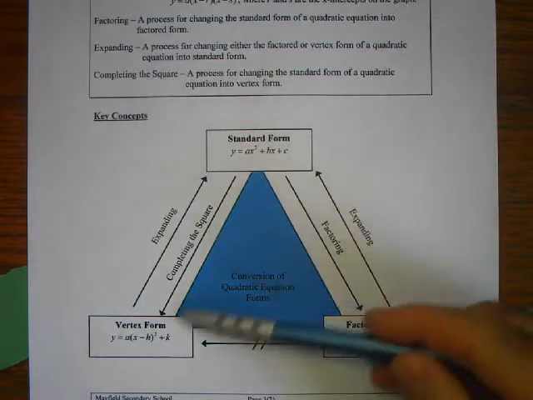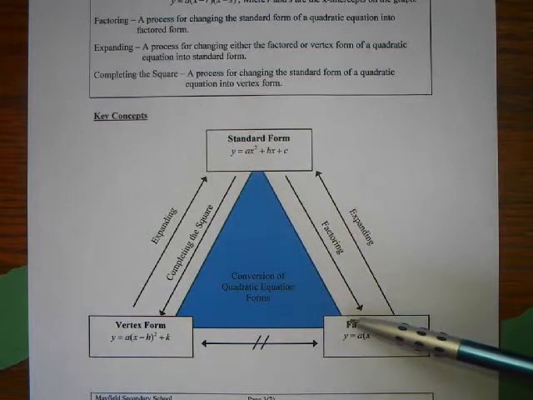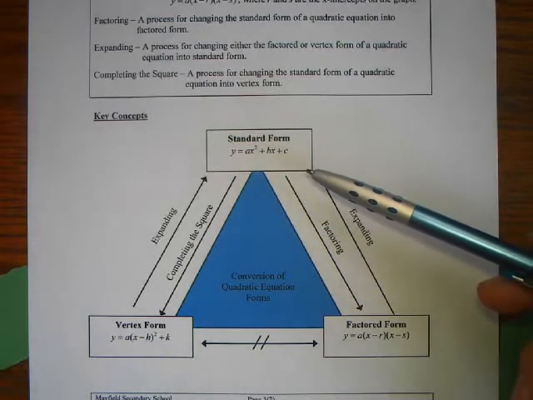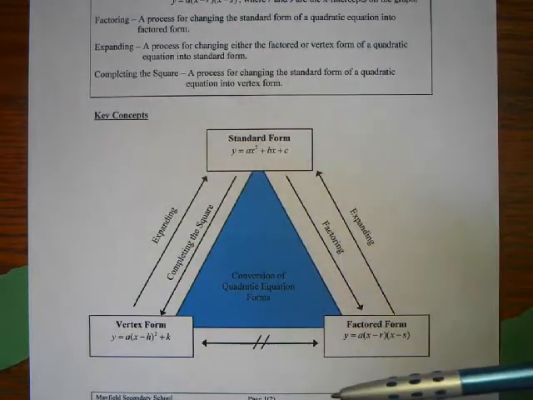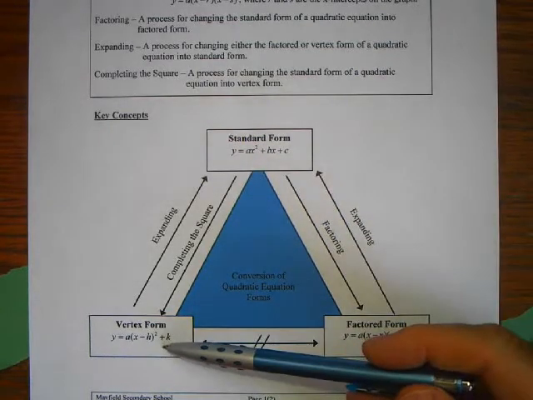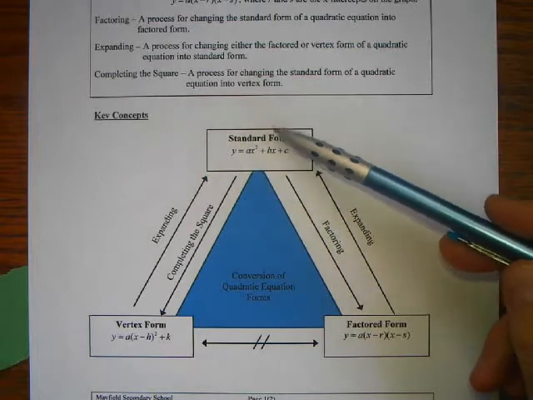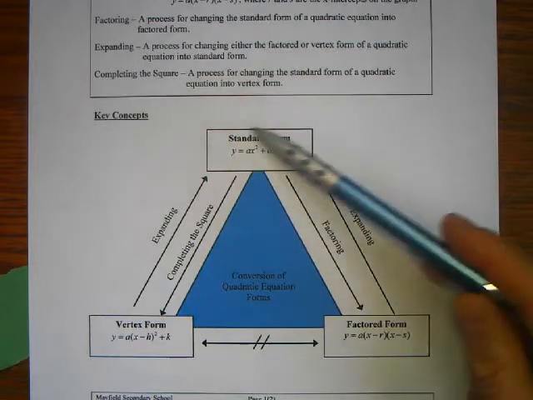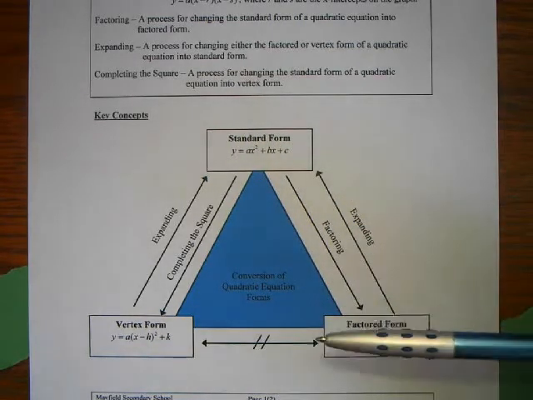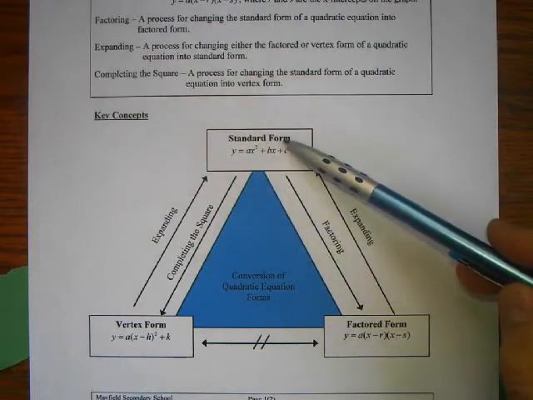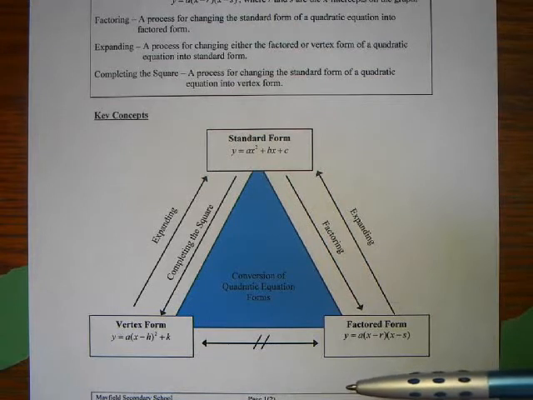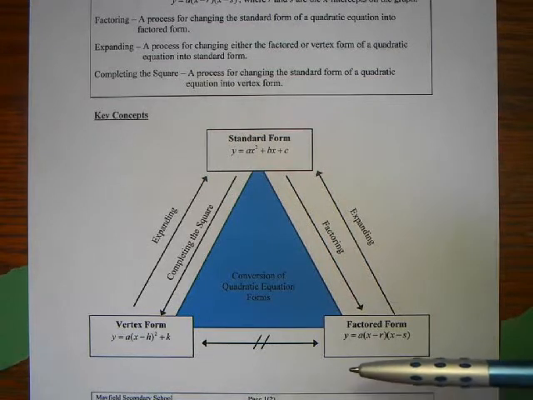Okay, so when we put these three forms at the corners of this triangle, what we're going to be doing in this assignment is converting between the three forms. For example, I could give you vertex form, and you should be able to create both this standard form and factored form. Or I could give you factored form, and you would create the standard form and the vertex form. Okay, or standard form, and you create vertex form and factored form. So that's basically what this lesson and this assignment are all about.